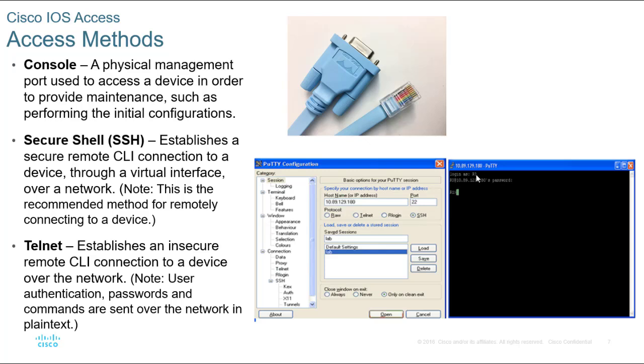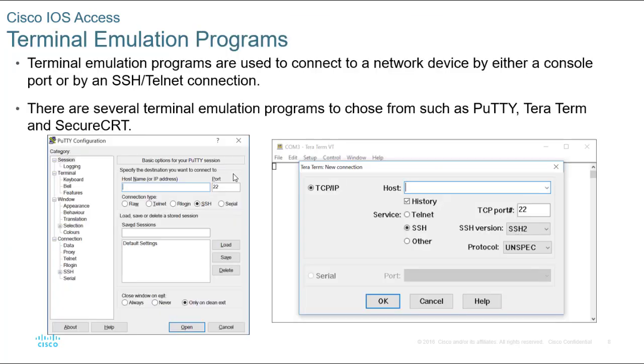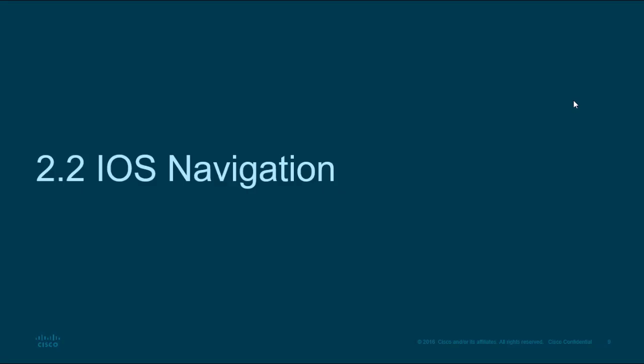In the example they've logged in, supplied the password, and now are given the configuration prompt for the device, which looks like it is named R1. Some of the most commonly used terminal emulation programs are PuTTY, Tera Term, and SecureCRT. Once you've got your terminal emulator and you've opened up your session using either SSH or an out-of-band connection, next is to navigate the operating system.